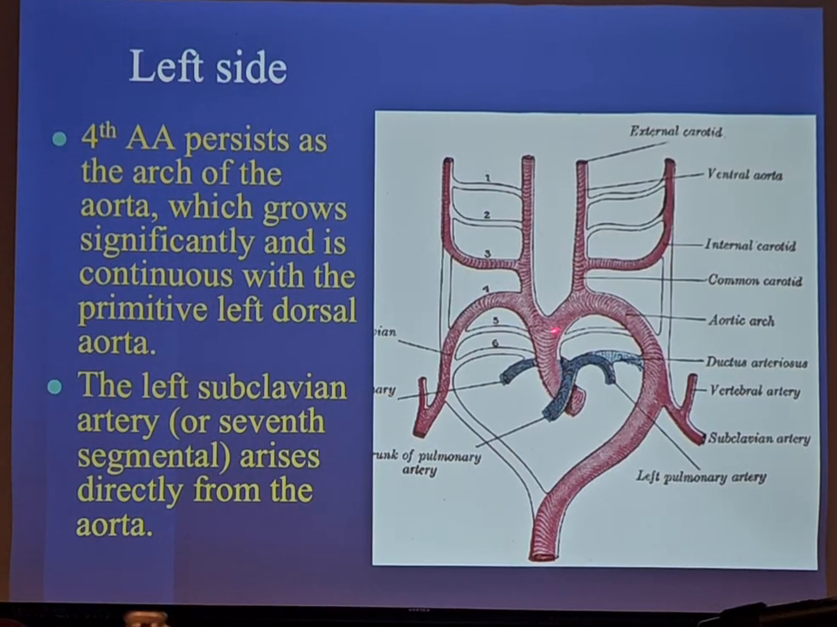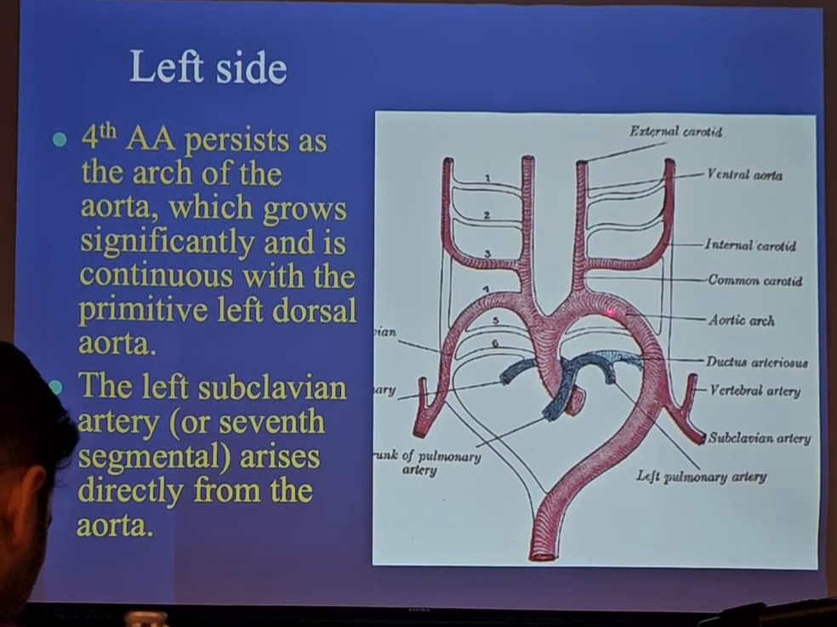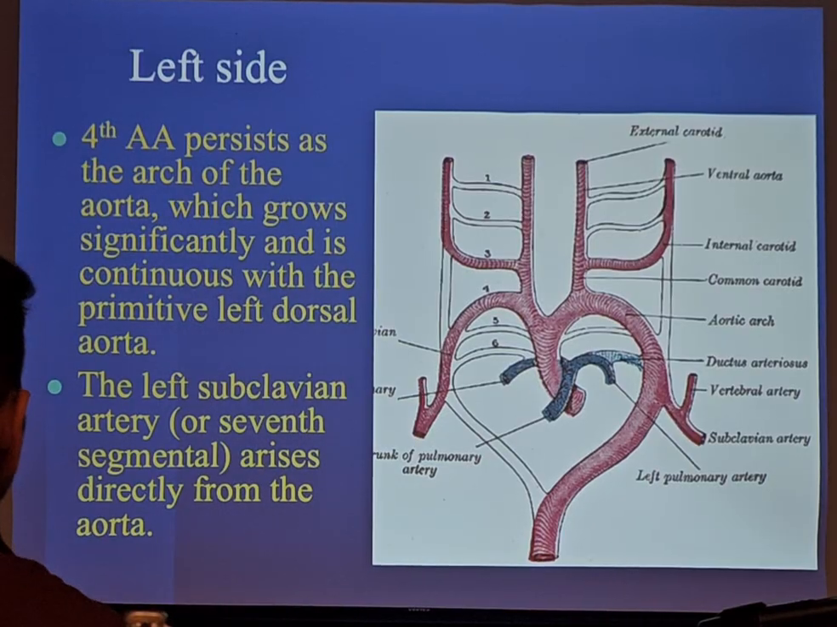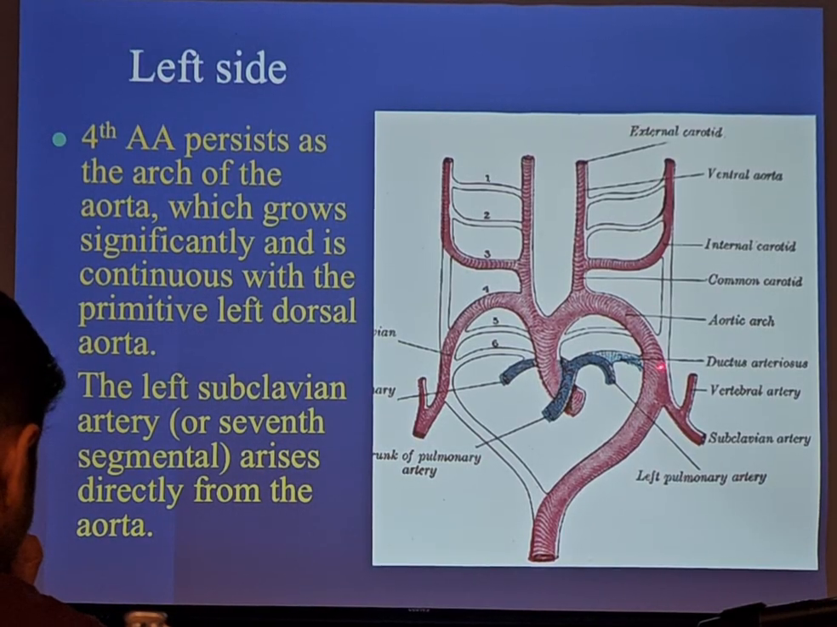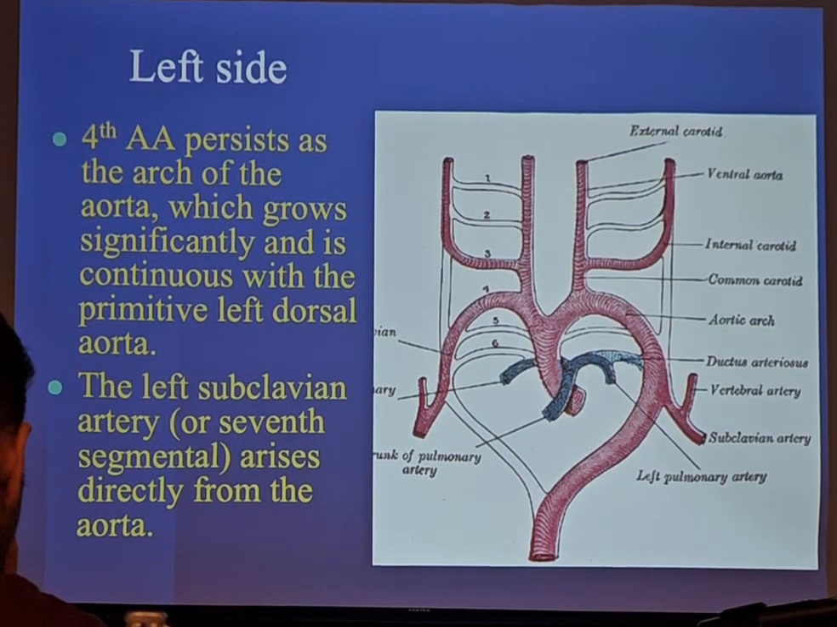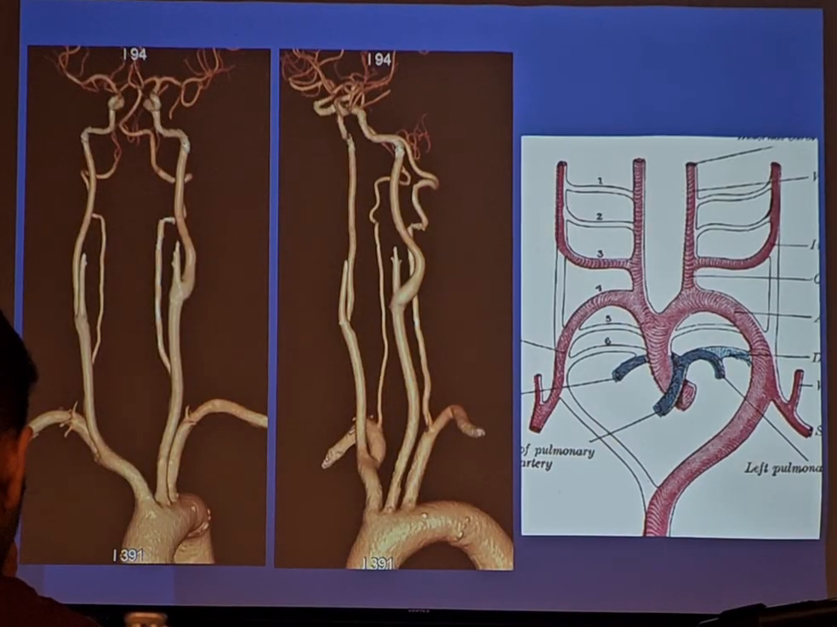Okay? The remaining fourth aortic arch, which was connecting from the ventral aorta on the left side to the dorsal aorta, becomes the aortic arch. The continuation of the dorsal aorta becomes the thoracic and abdominal aorta. Okay? So on the left side, that's how we make the aortic arch.